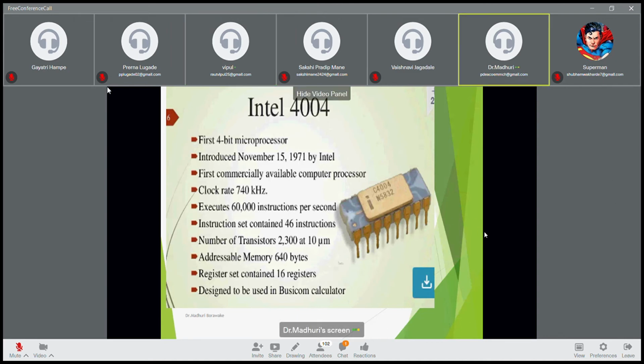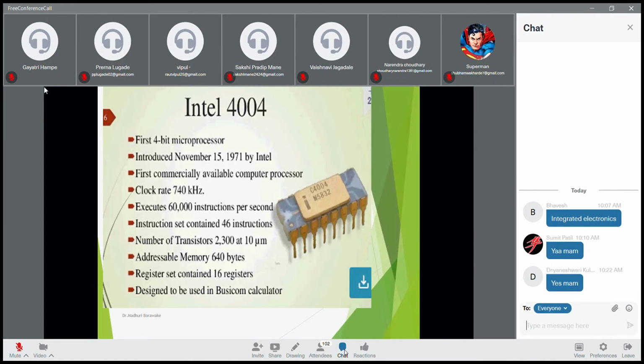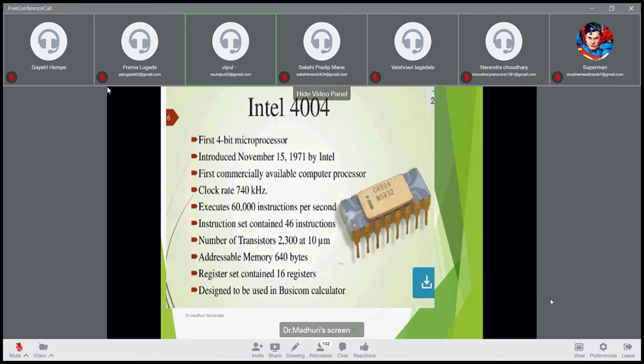Only 2 to 3 people are responding to me. I don't know why. You are not getting it, guys? Am I audible, guys? Properly? Okay, good. So you have got this concept. What is the data bus? What is the address bus?